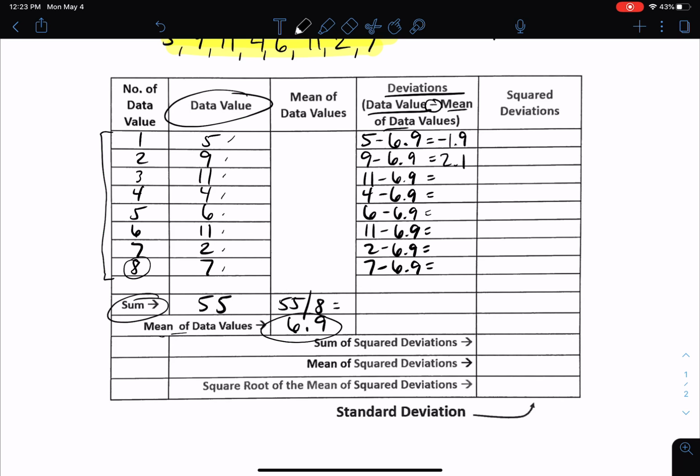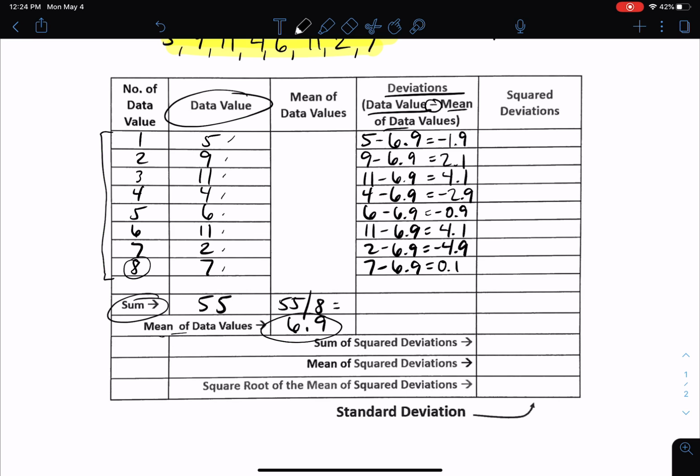Okay, 11 minus 6.9, you're going to get 4.1. 4 minus 6.9, you're going to get negative 2.9. 6 minus 6.9, you're going to get negative 0.9. 11 minus 6.9, I've done that before, it's 4.1. 2 minus 6.9, you're going to get negative 4.9. And then the last one is 7 minus 6.9. Those numbers are almost the same. 7 and 6.90, they're pretty much the same except 0.1 off, positive 0.1 off.